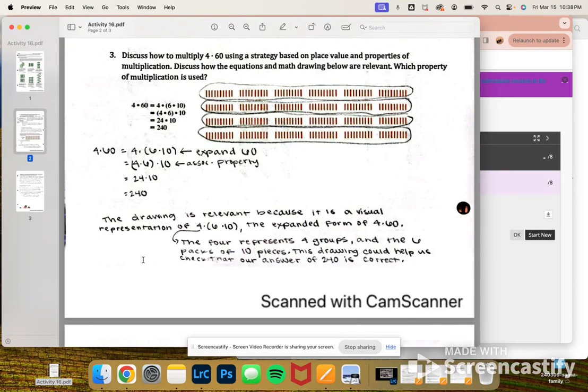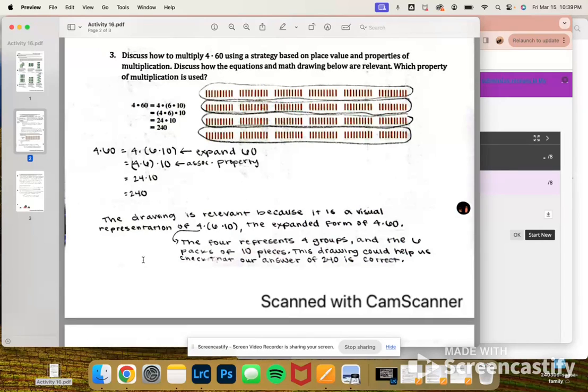Now the drawing is relevant because it's a visual representation of 4 times 60 in a way, but more specifically, it's a good representation of 4 times 6 times 10. So when I circled them horizontally, I showed that there's 4 groups, and then in my equation I wrote 4 times parentheses 6 times 10. So in the drawing, there's 4 groups of 6.